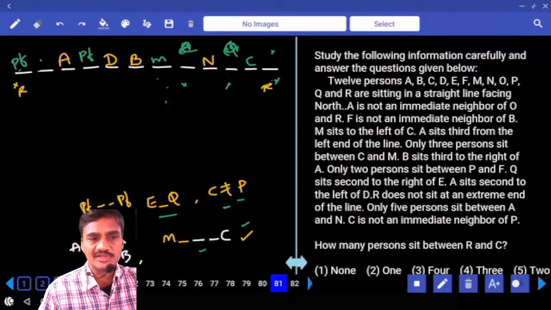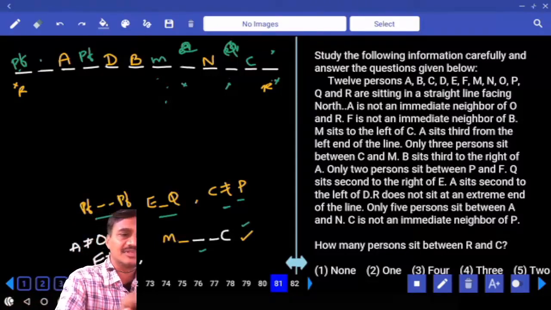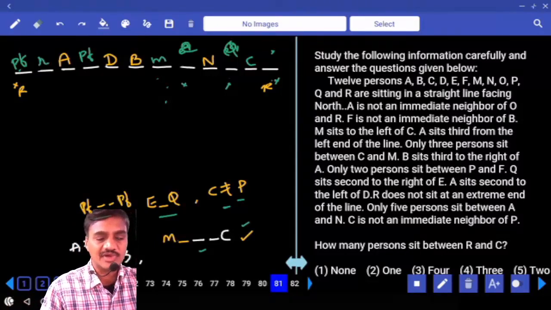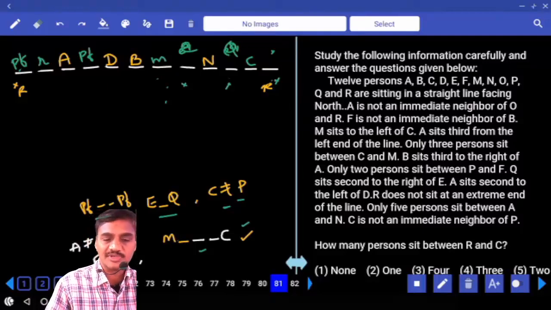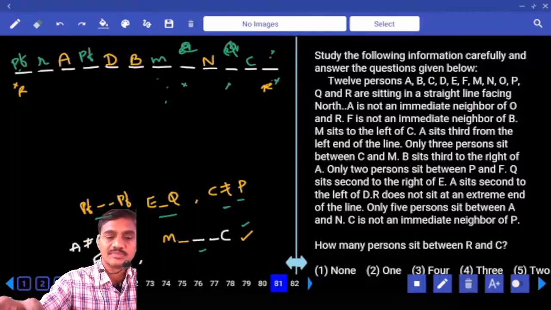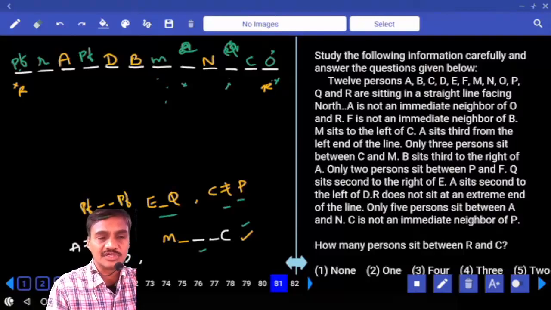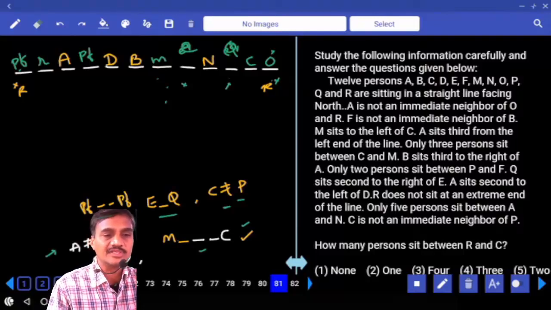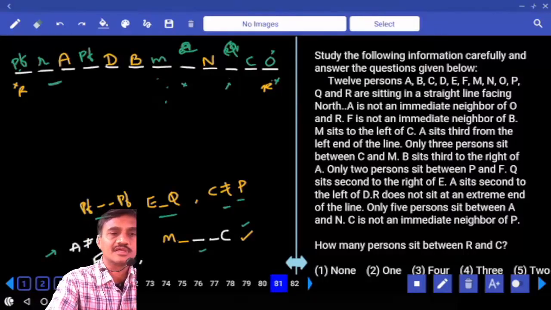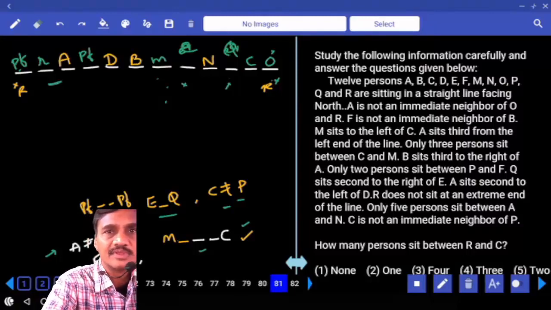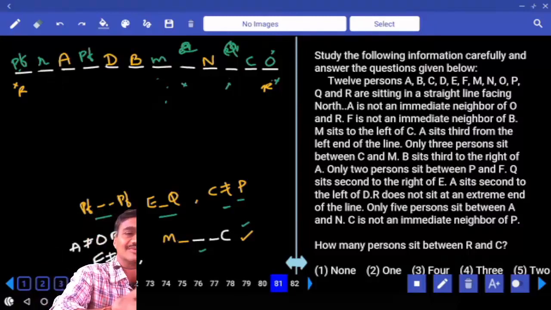Then any other information that is left over here? R cannot be at the extreme ends, R is here. And if R is here, who is the person left over? O is the person. Where should O be? O must be at this place. But A is not adjacent to O and R. Here A and R are adjacent to each other. Is it possible? And this M at this place is also ruled out.